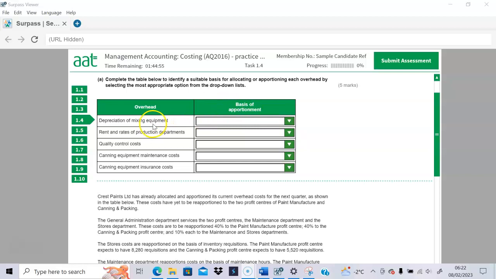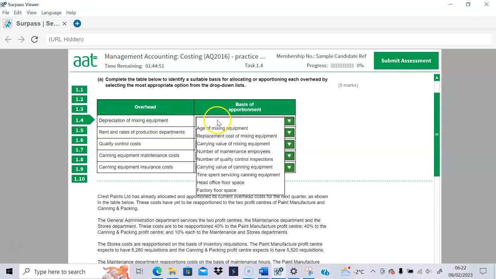I suppose it makes sense that if we're looking at the depreciation of mixing equipment, the only three things that could work here would be the age of the mixing equipment, the replacement, and the carrying value of the mixing equipment. This question is slightly tricky: when it says age of mixing equipment, you could say, if I know what the age is, well, you could.